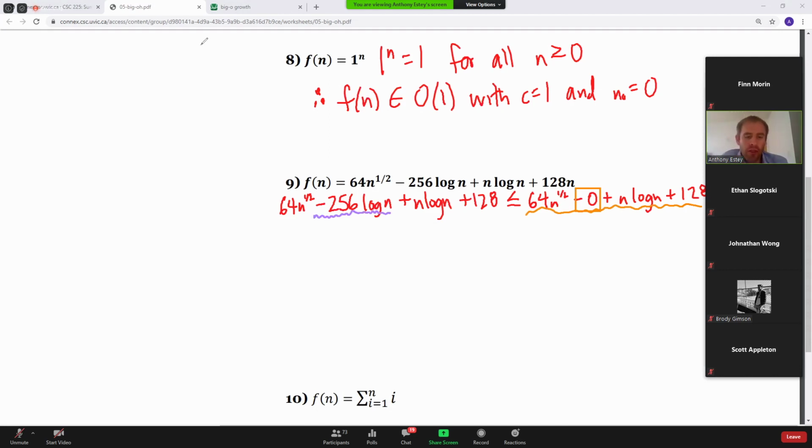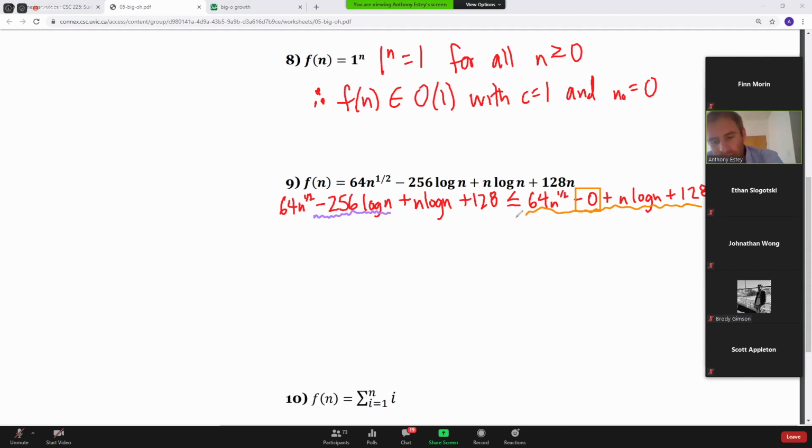So I just wanted to show you something with a negative value. It's confusing when you first see it, but if you think about it, if you just want to get an expression that's greater than or equal to this, we can actually just disregard that term.